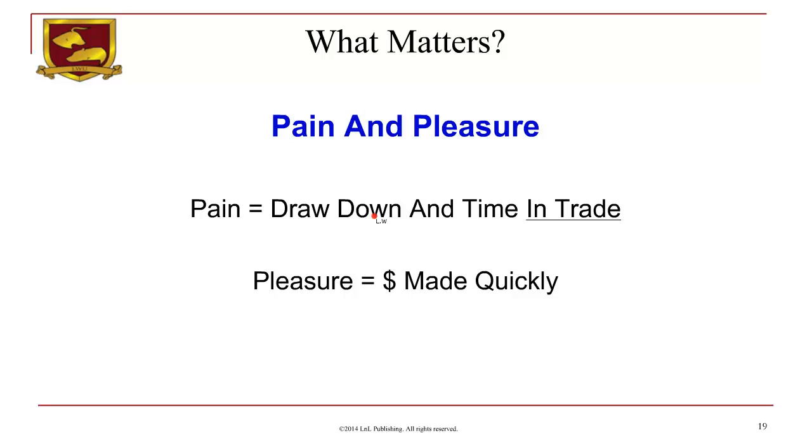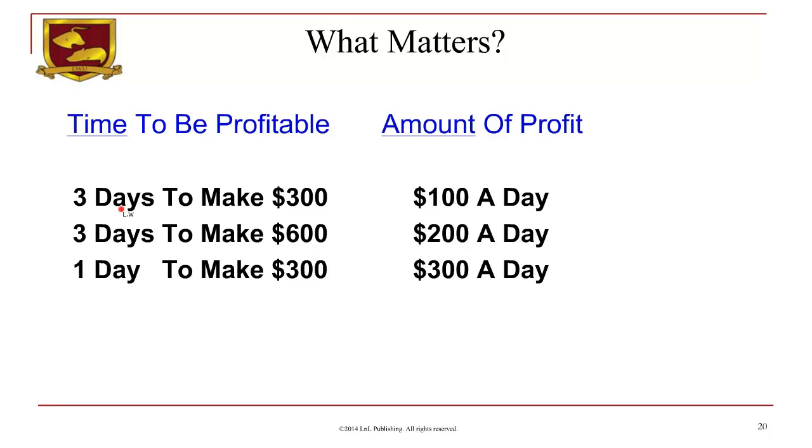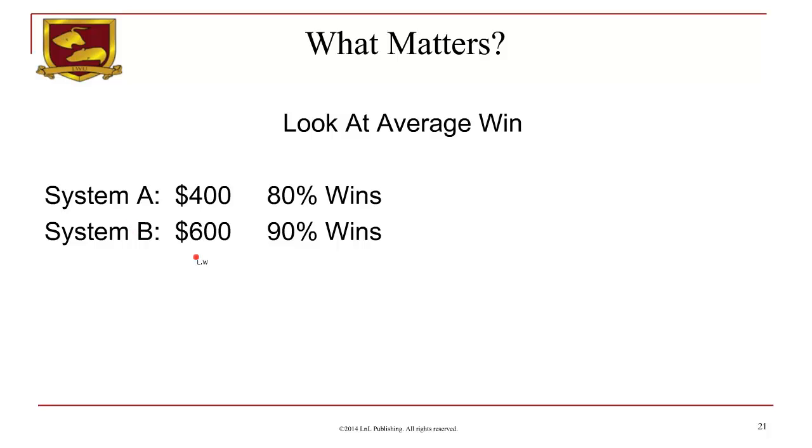Pleasure, of course, is making money quickly. And that's how everybody wants to make money, but it isn't always how money is made. But the quicker, obviously, the better. So how does that relate to systems? Well, the time to make an amount of profit. If I can make $300 in 1 day, I would rather do that than 3 days to make $300. So when I evaluate systems, I'm very concerned about my average length of trade, how long I'm in the trade.